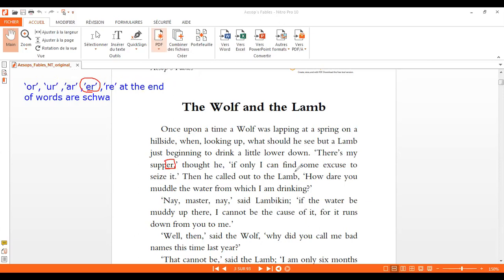Thought he, if only I can find some excuse to seize it. Then he called out to the lamb, how dare you? This can be a full sound and also can be schwa. You muddle the water from which I'm drinking. Nay, master, nay, said Lambkin, if the water.